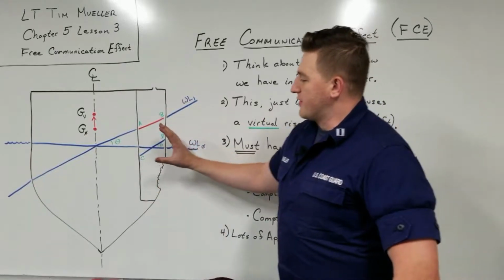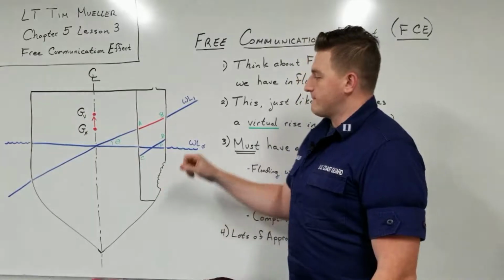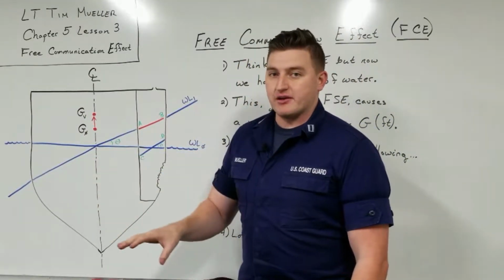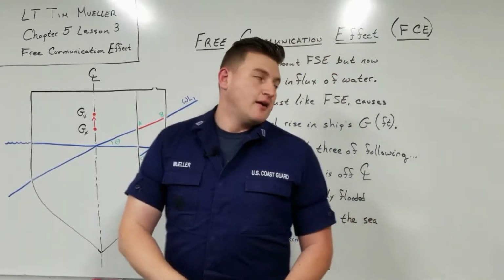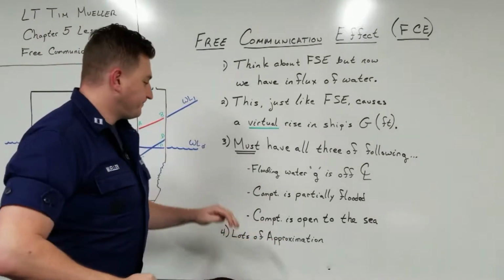If this compartment spanned the entire beam of the ship, so if we went all the way from starboard to port, then it would have a center of gravity along the center line. That's not free communication effect, and we're going to see that applied in the formula in a second. So first, the flooding water has to be off center line.